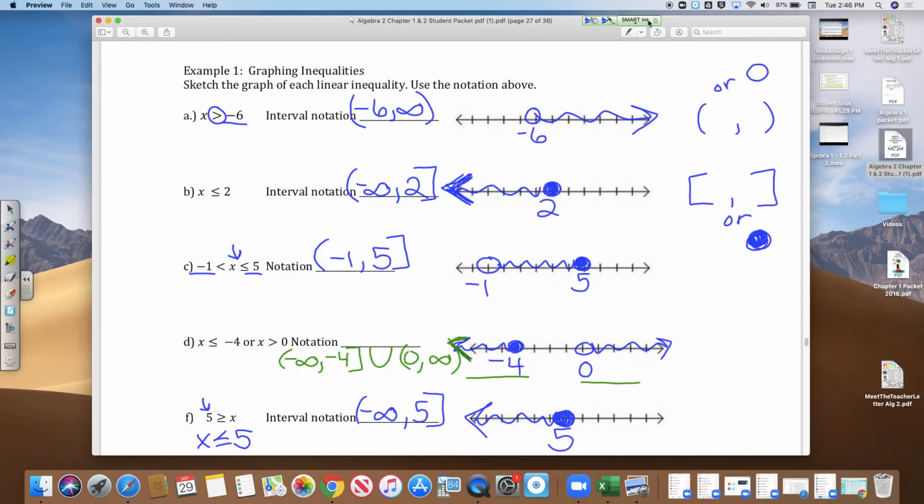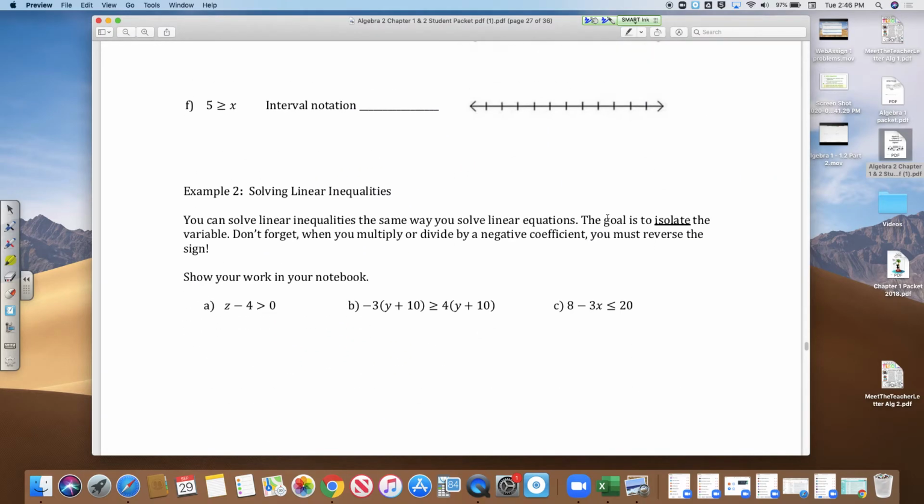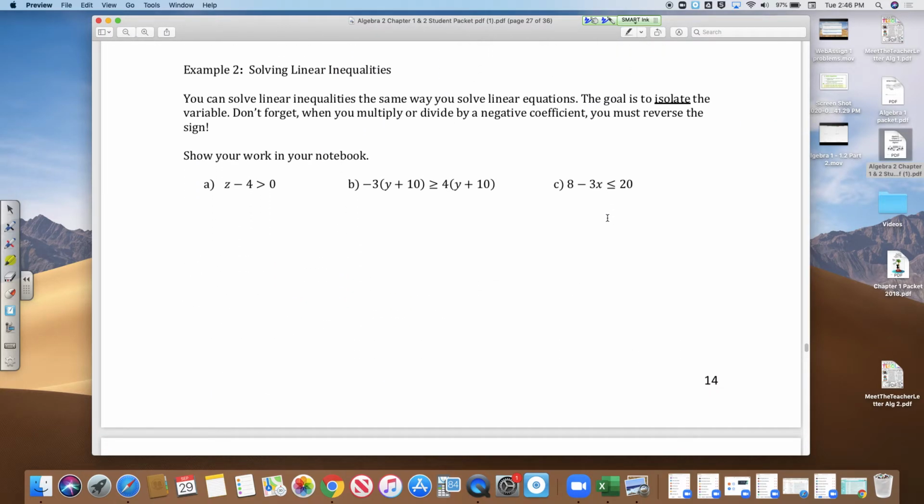Now it's time for example 2 to start solving them. So in example 2, we have to still isolate the variables. The only thing with inequalities is that when we have negative numbers, if you ever have to divide or multiply by a negative, you have to flip the sign. I'll show you when we get to a problem like that.